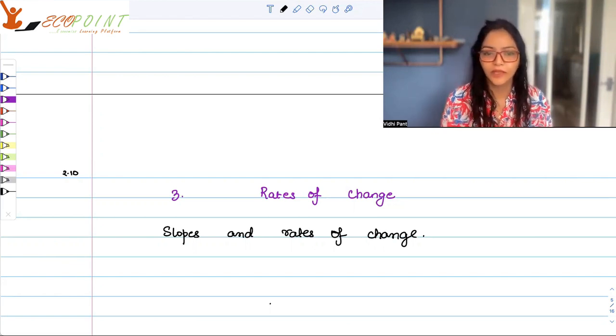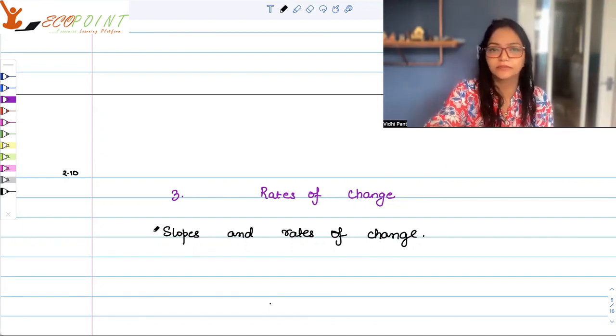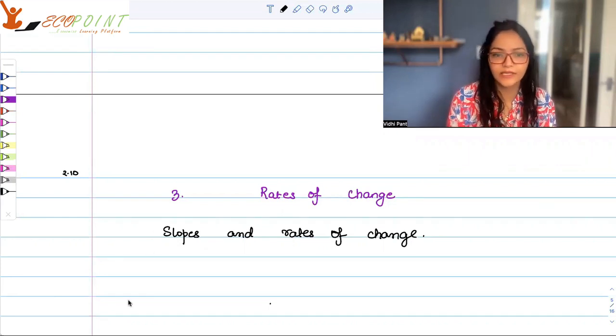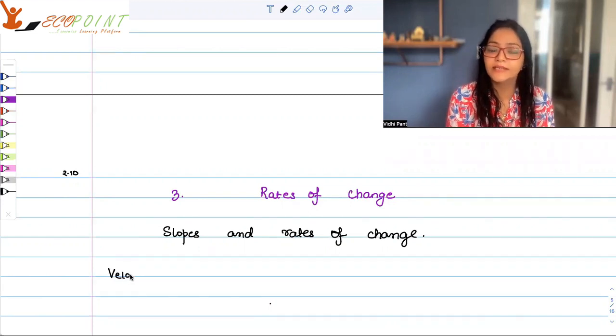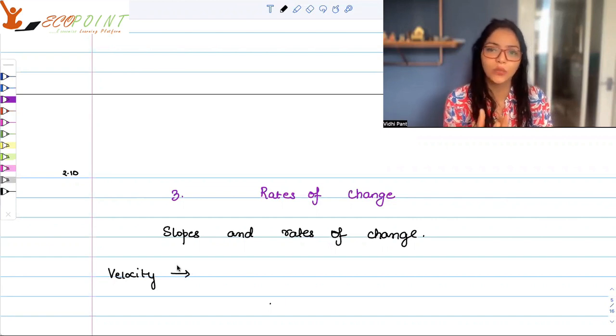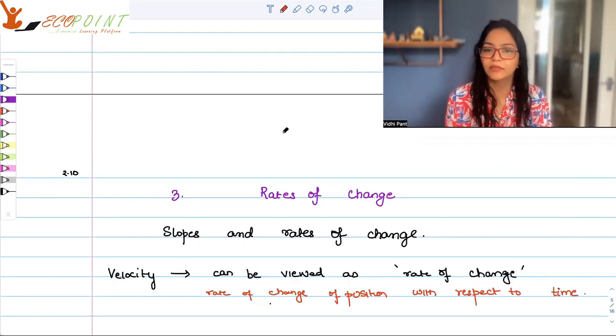We will connect everything. So we will be learning today how slopes and rates of change are related to each other. It's the same concept dealt a little differently. Let's recall velocity. We have seen what velocity is. It's associated to speed, right? But it's speed in one particular direction. So as such, velocity, what is it telling you? It is basically the rate of change in the position vis-a-vis the time. So velocity can be viewed as a rate of change of position with respect to time.